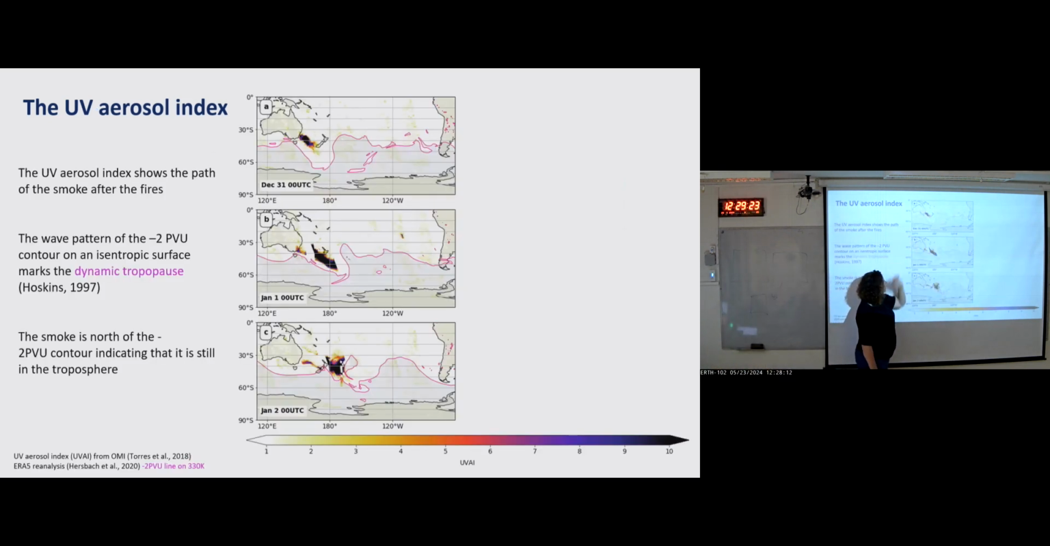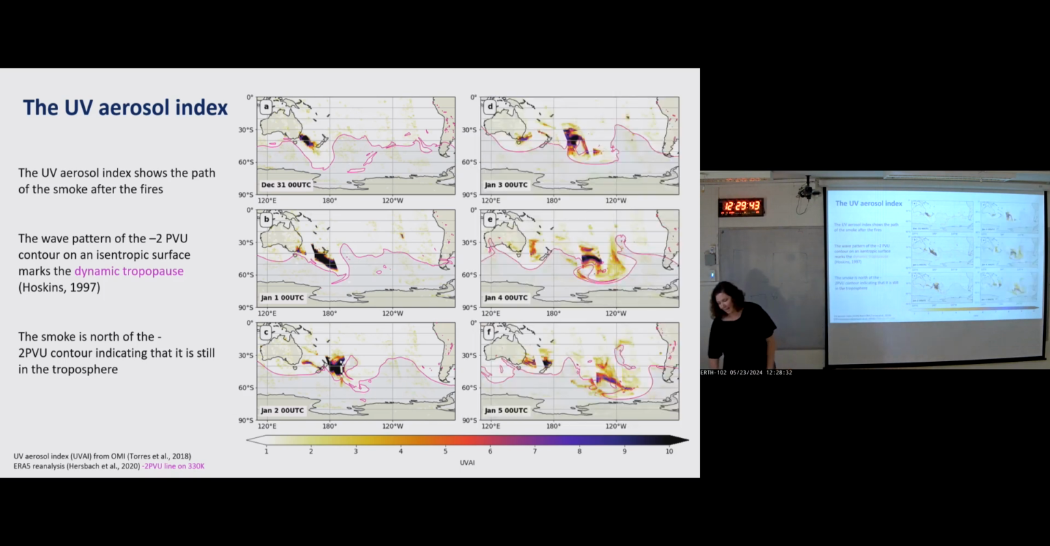If we look at just snapshots, this is the same index, plotted starting from December 31st, January 1st and 2nd, and we see that the smoke is starting from the coast of Australia and moving towards New Zealand. After it passes New Zealand on January 2nd, something happens. It's moving in this nice little blob, and then it changes direction, goes a little bit north and circulates around something. This was the first evidence that there is some interaction with a system that exists there.